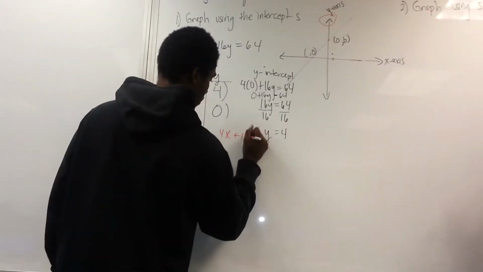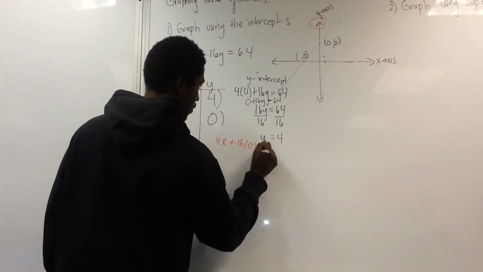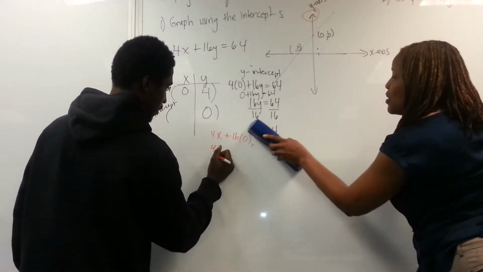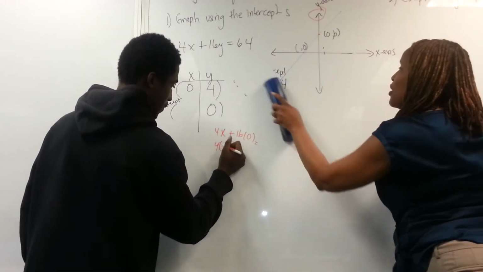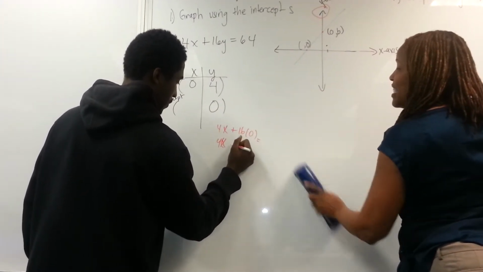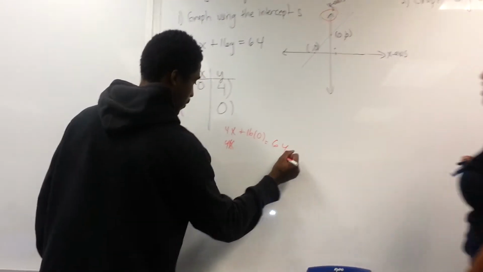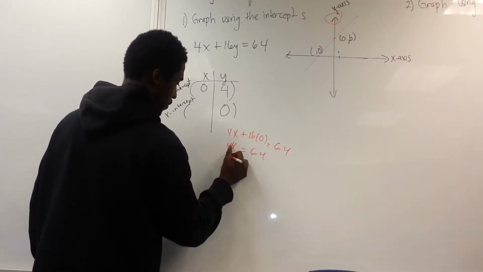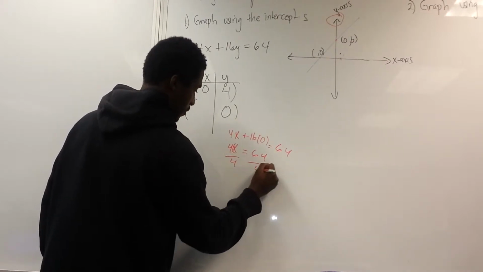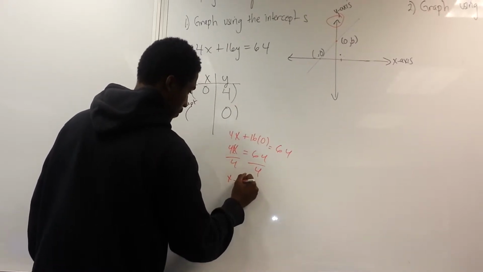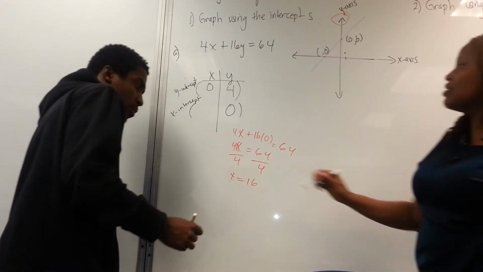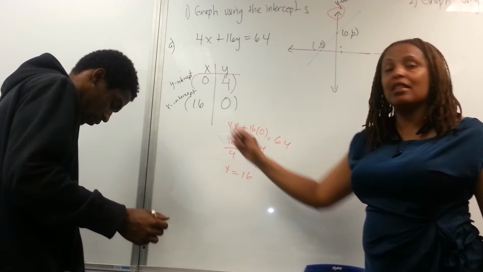You want me to erase this so you have more space? Okay. I'm gonna erase it so you have more space so you're writing downward, so that if anybody views this video, it'll be nice and clear. Thank you. 16. Good. So the x value is 16.